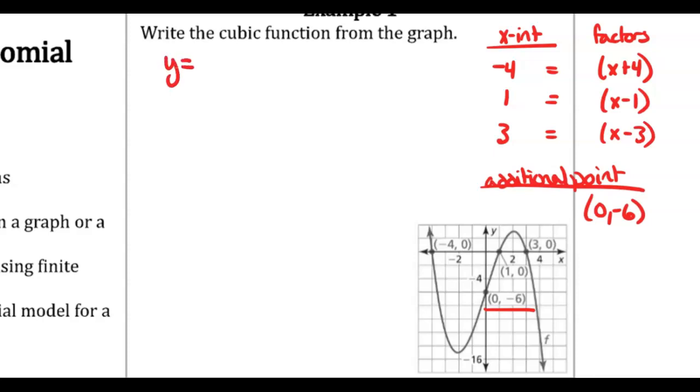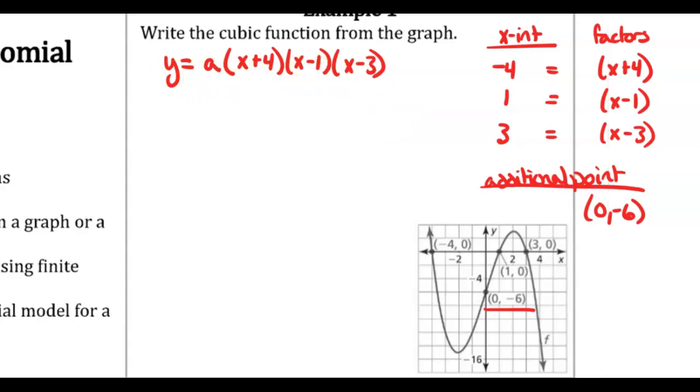So where you're at right here is you don't know your a value. Your a value tells you how much the stretch or shrink is, and if it's positive or negative, and all that other kind of stuff. So you don't know your a value, but you do know all of your factors. We identified our x-intercepts, those 3 x-intercepts gave us these 3 factors, and then we wrote our equation y equals a, and then our factors all multiply.